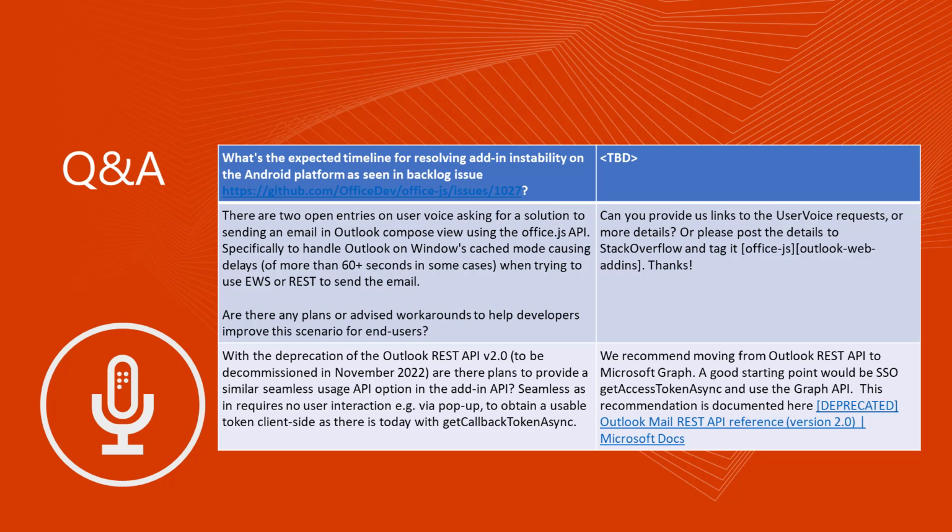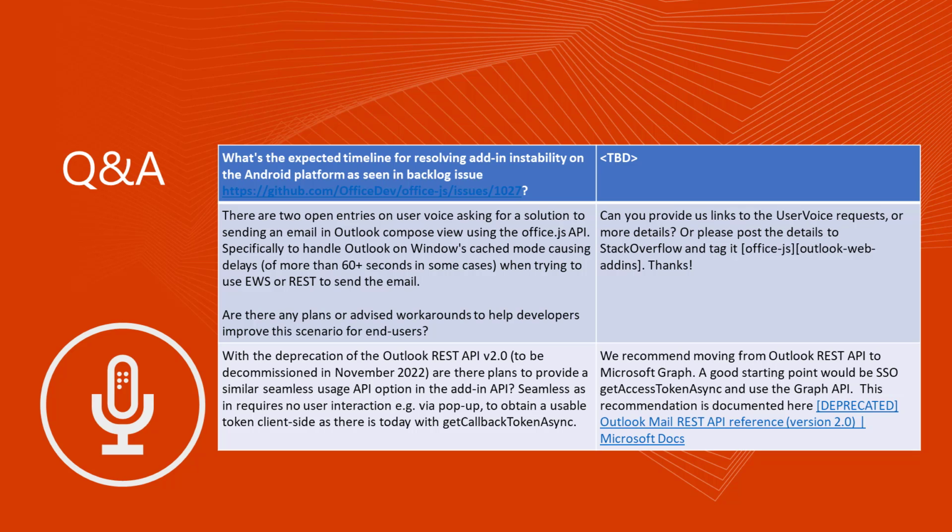The last question was, with the deprecation of the Outlook REST API v2 to be decommissioned in November 2022, are there plans to provide a similar seamless usage API option in the add-in API? Seamless as in requires no user interaction, e.g. via pop-up to obtain a usable token client-side, as there is today with getCallbackTokenAsync.